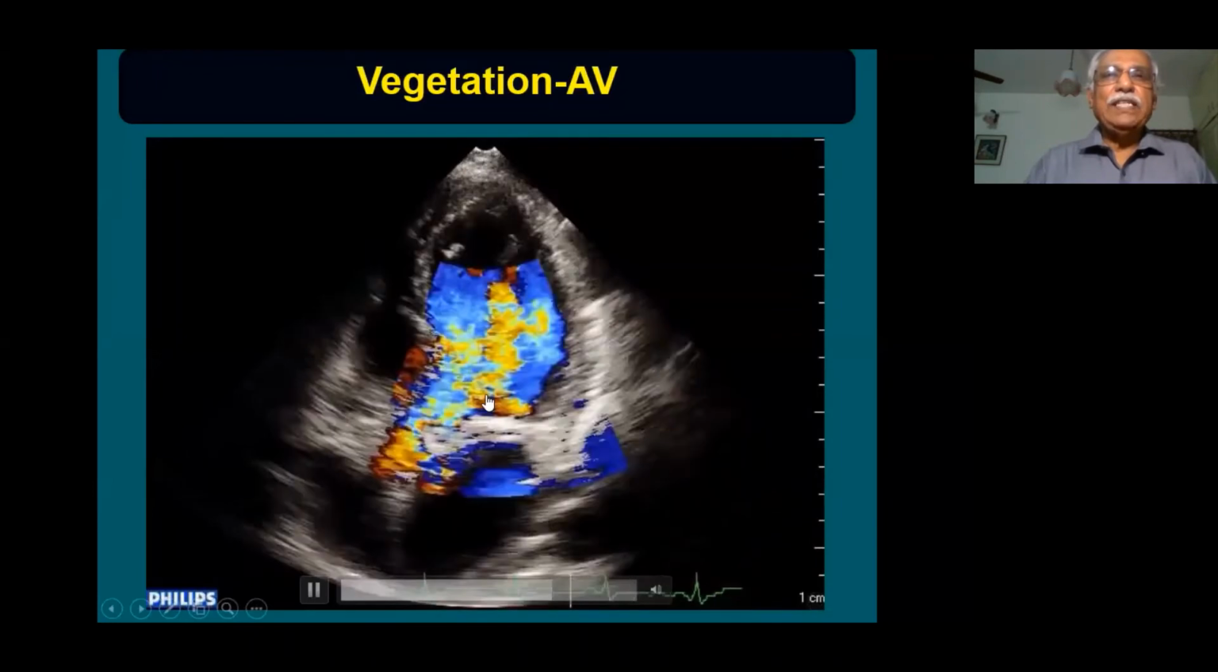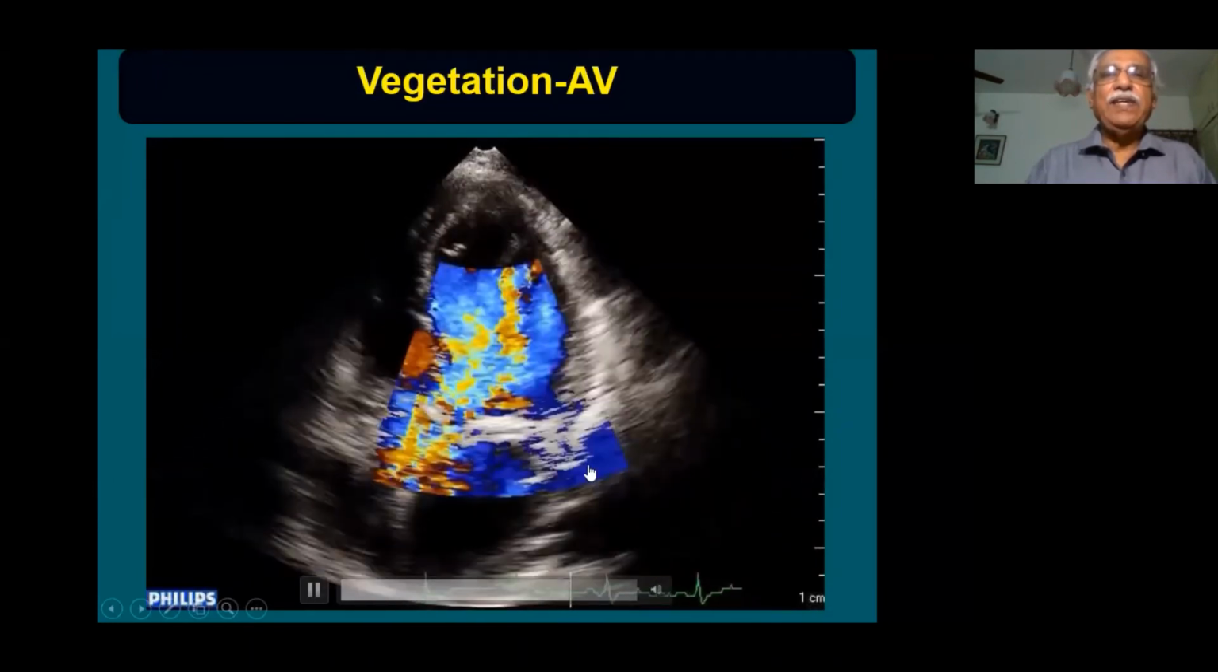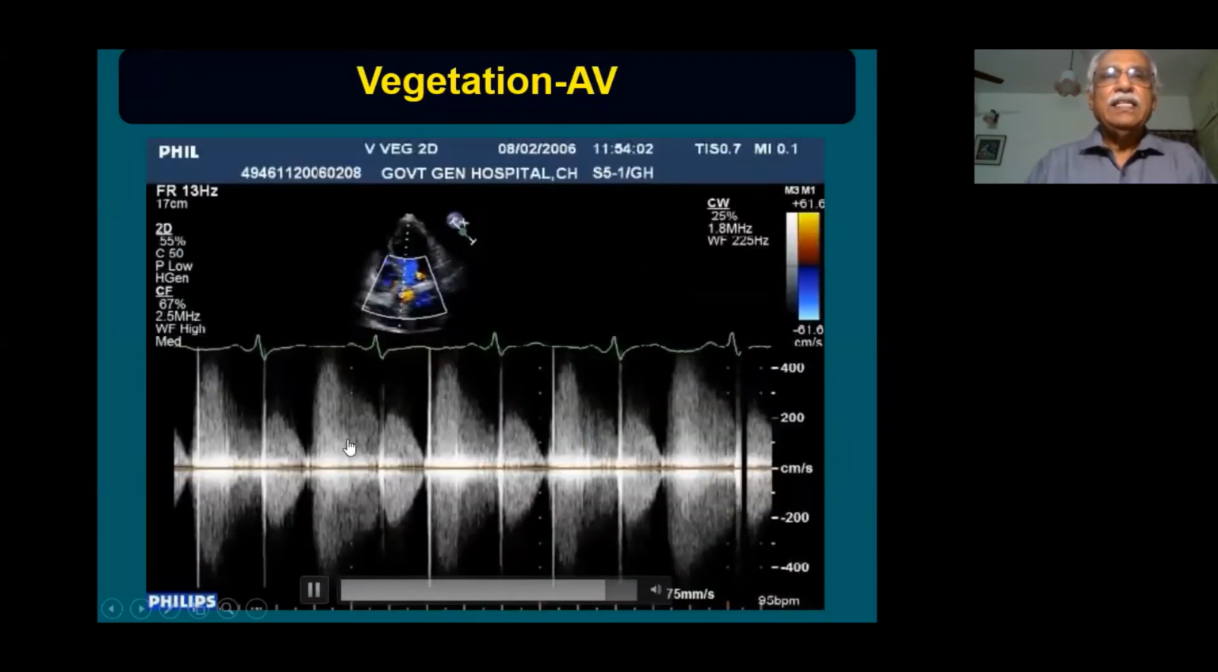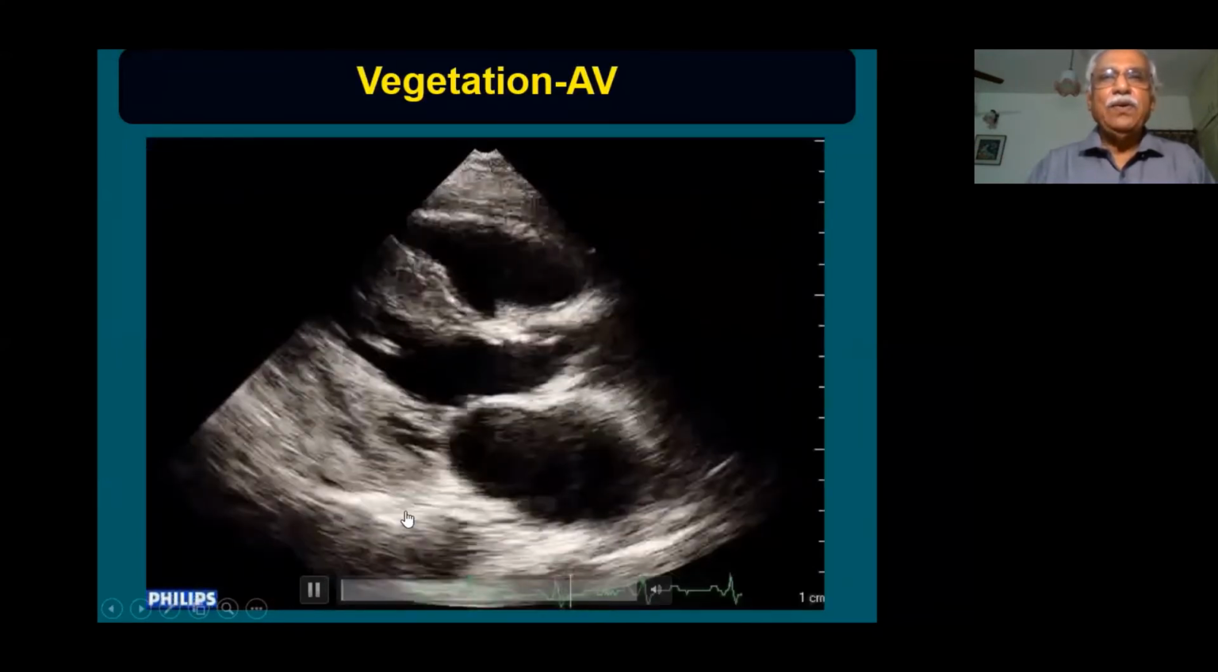And the apical 5-chamber view with the color, you can clearly identify the severe aortic regurgitation. So this is the aortic regurgitation. The one which we see here below is an artifact.